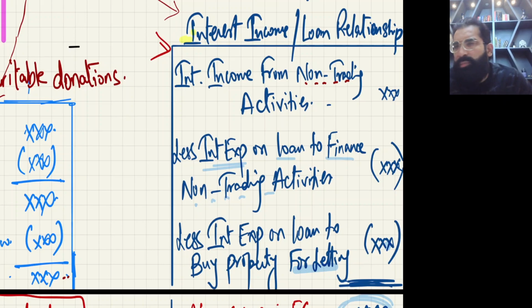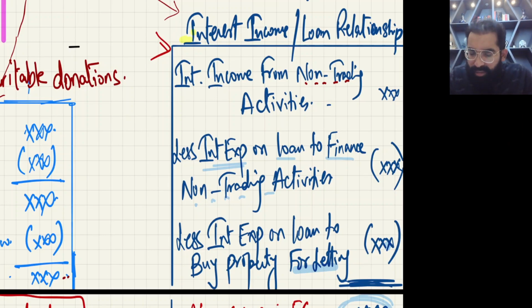But now the second example: you have taken a loan from the bank to invest in the stock market. Let us say I am a teacher, so my primary activity is teaching. If I have a superstore, my primary activity is selling inventory, Pepsi, Coke and all these things. So if I have taken a loan to invest in shares, this is my non-trading activity. It's not a trading activity. So in this case, such loan interest expense will be deducted from here.